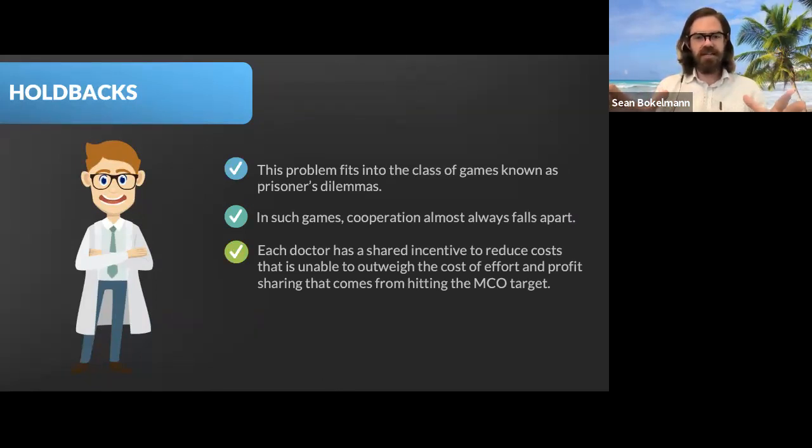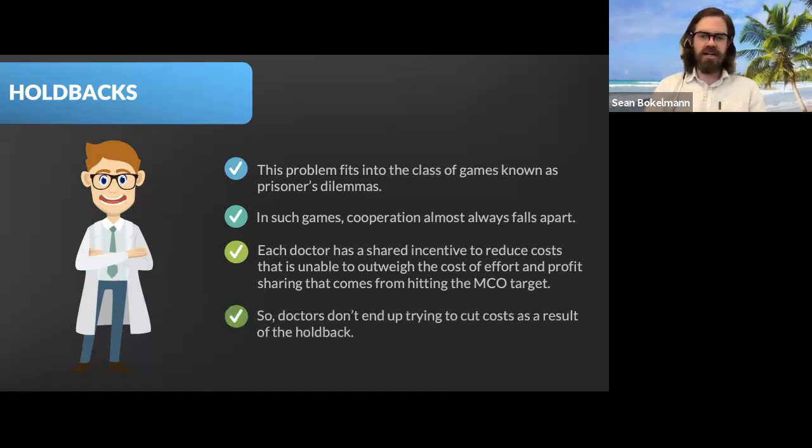And really, again, it's because each doctor has a shared incentive to reduce costs, but it's a small fraction, right? The reward of doing so is small relative to the cost of effort, as well as relative to the potential benefits of getting that holdback back at the end of the year, right? So the doctors don't end up trying to cut costs, and the cooperation falls apart, right? So there's some serious doubt about the effectiveness of this type of scheme.